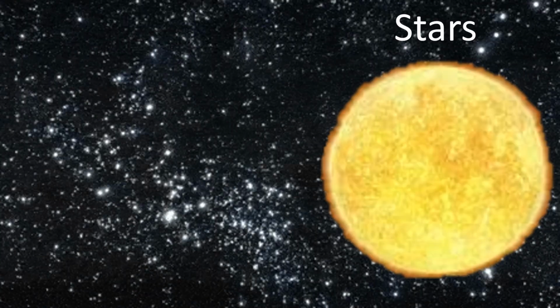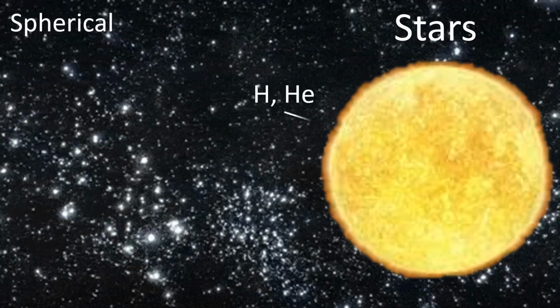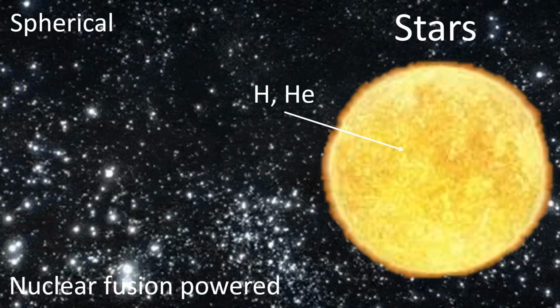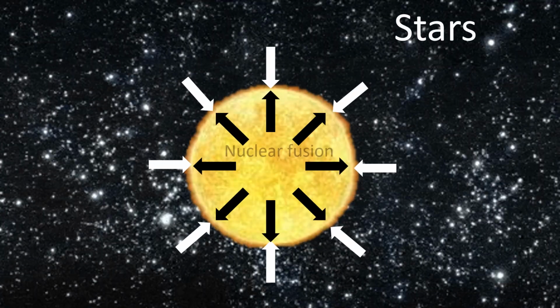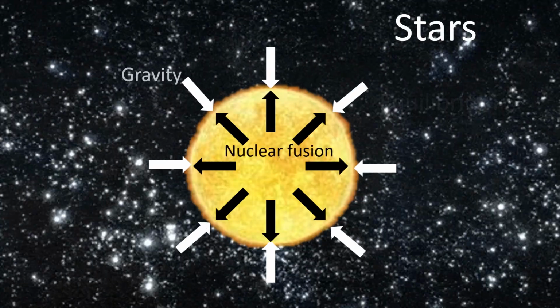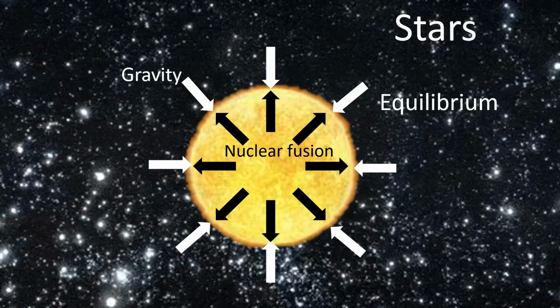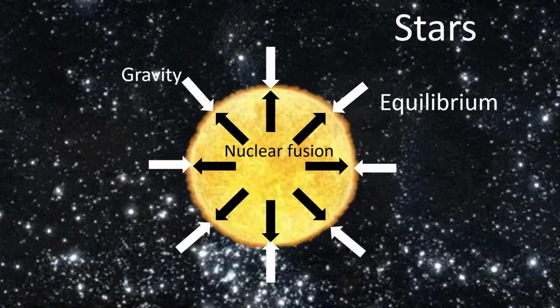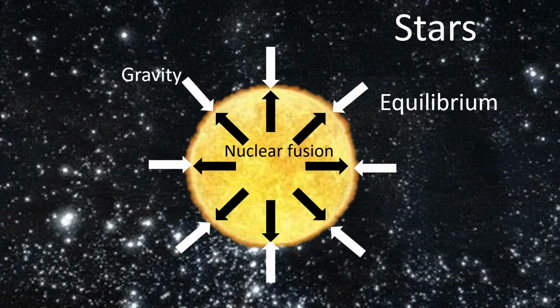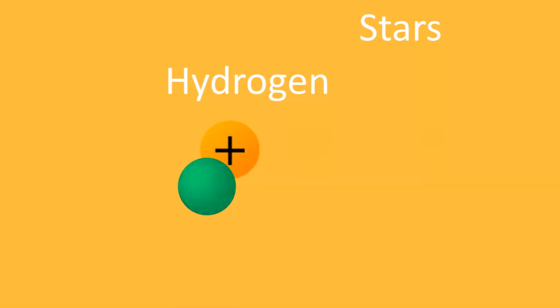Stars are giant spheres of hydrogen and helium which are massive enough for nuclear fusion to ignite in their cores. The energy produced by nuclear fusion causes the star to expand, while gravity causes the star to contract. And when these two forces are in balance, the star is in a state of equilibrium. Now, let's talk about nuclear fusion.